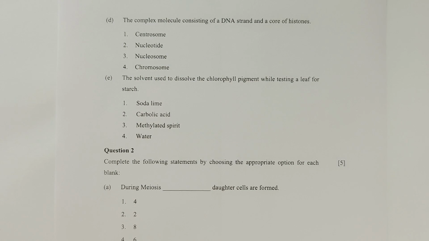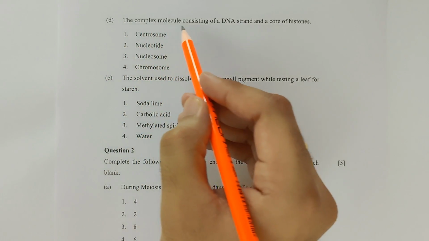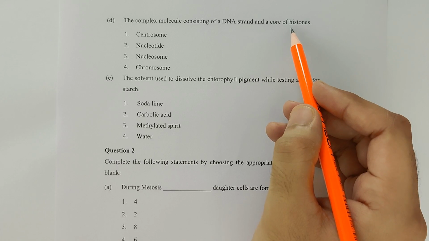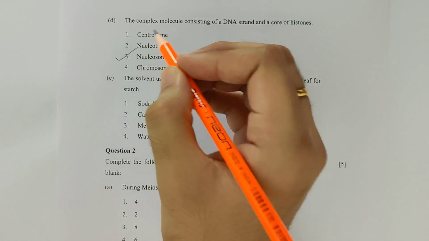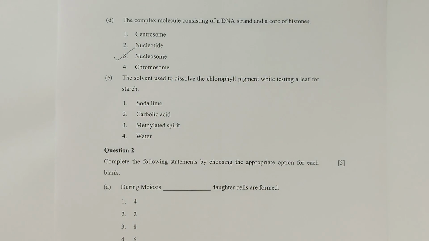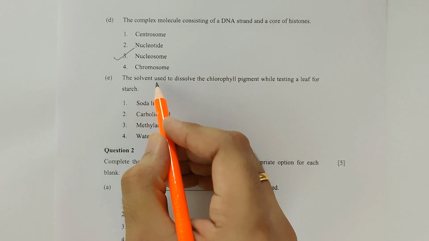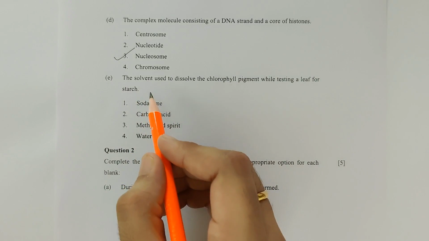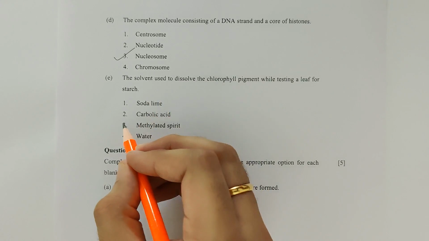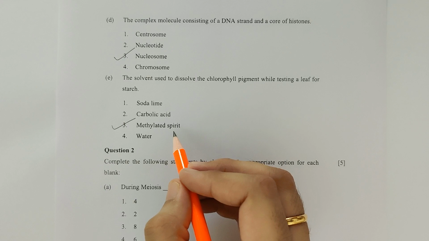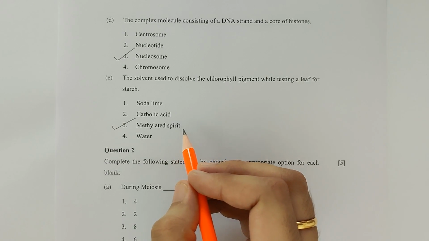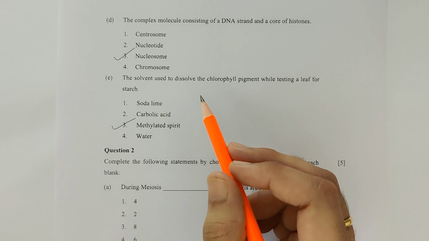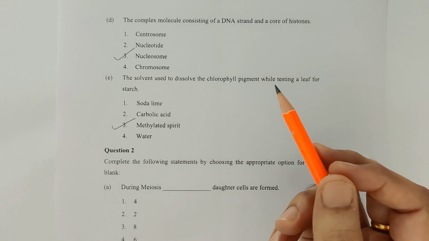Moving on to subpart D, we have the complex molecule consisting of a DNA strand and a core of histones. Guys, this will be nucleosome. So option 3, nucleosome is correct. Moving on to subpart E, we have the solvent used to dissolve the chlorophyll pigment while testing a leaf for starch. Guys, this will be methylated spirit. So option 3, methylated spirit is correct. Now, if you have studied the experiments present in the chapter photosynthesis, you can easily answer this question. So guys, studying all the experiments is very important.